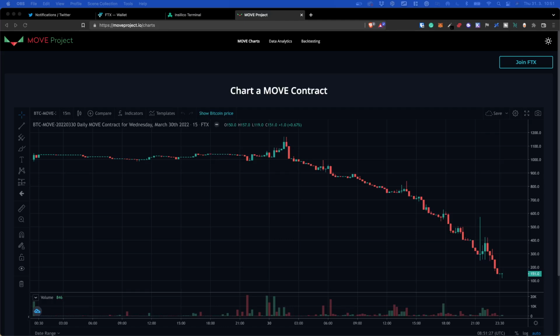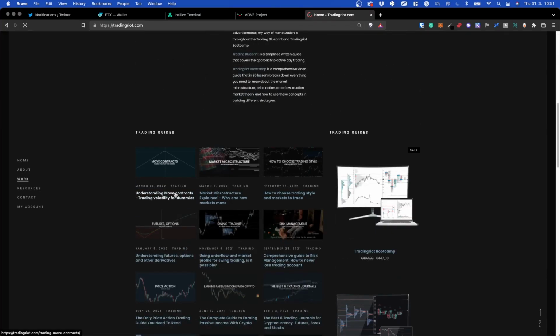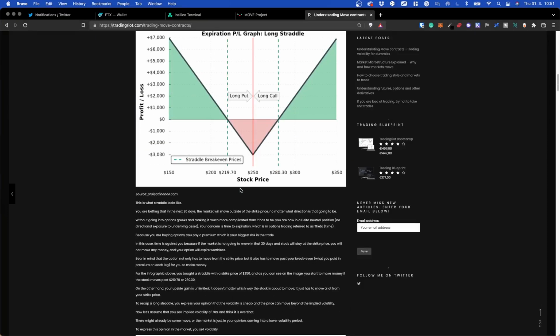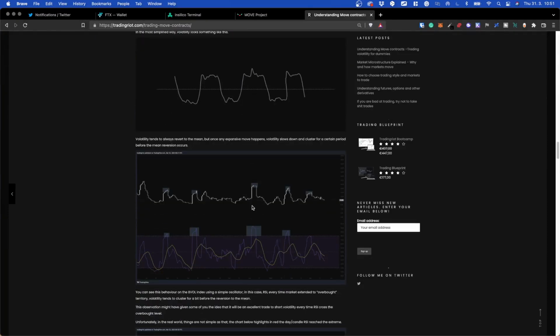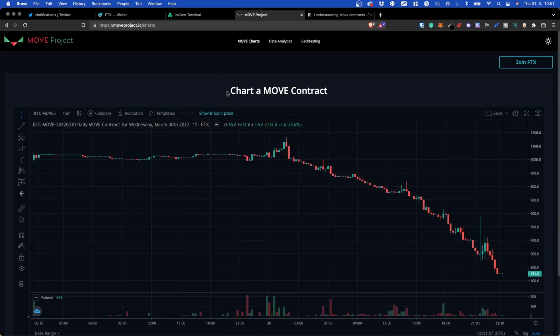Okay. Hi. Let's have a chat about the move contracts, which, if you have seen the blog post I published on the website a couple of days ago, explains basically everything you need to know about the move contracts from any fundamental perspective and how they work and so on.